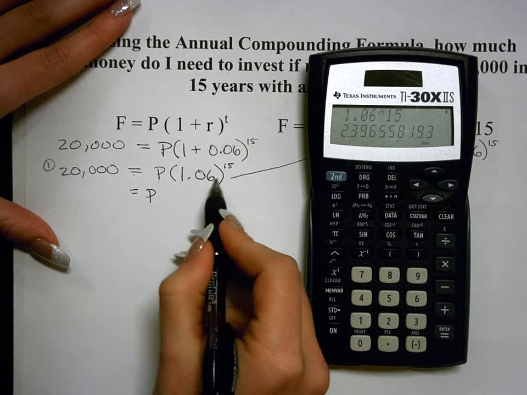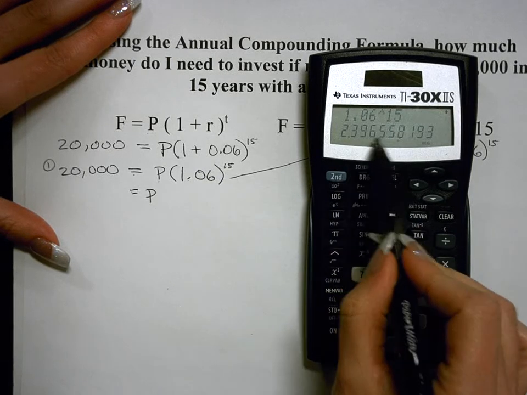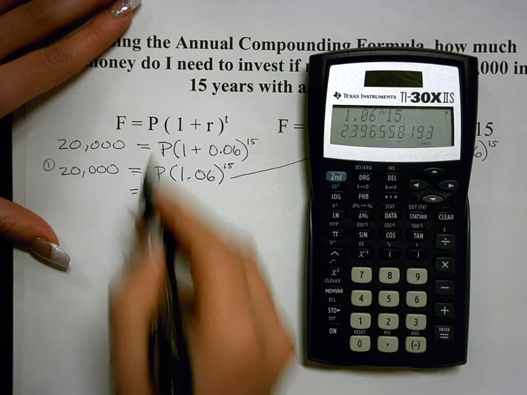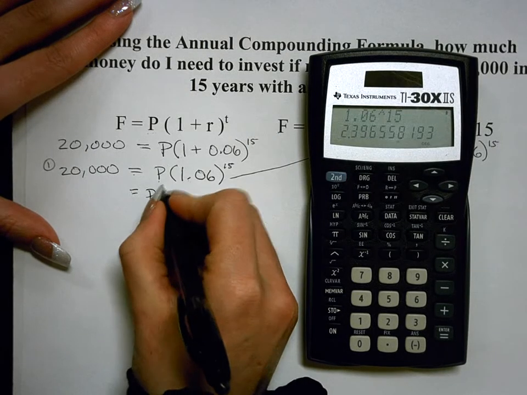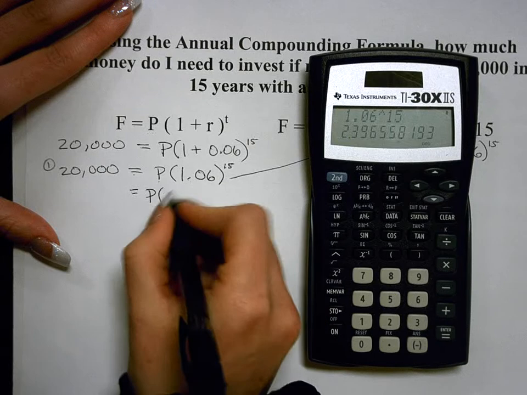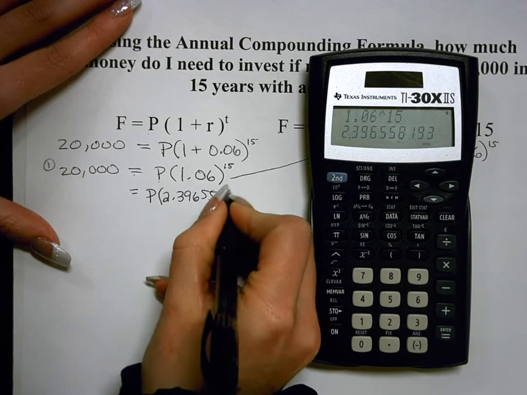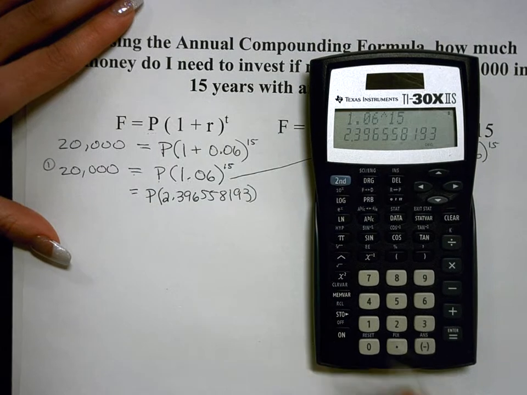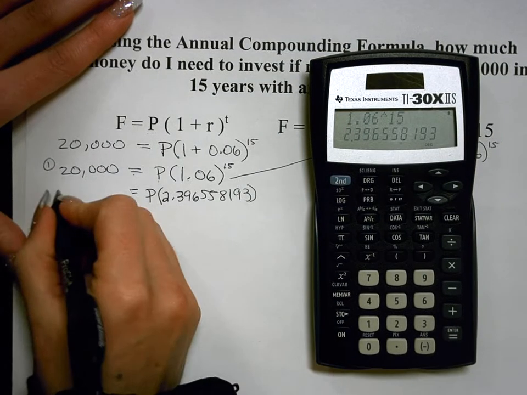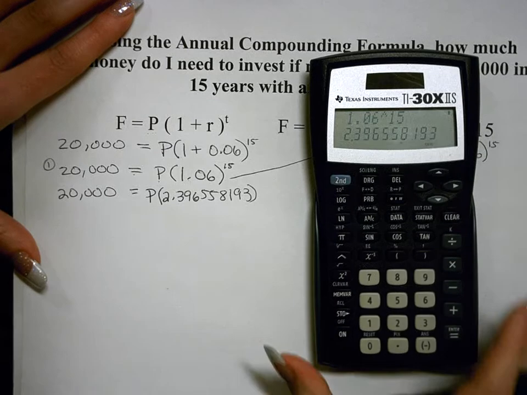So 1.06 to the 15th power is the same thing as 2.396558193. So we're just going to have to write all that out. So 1.06 raised to the 15th power is 2.396558193. Whew. Okay, is equal to 20,000. Got to write it all out.